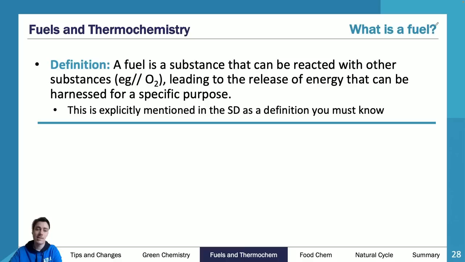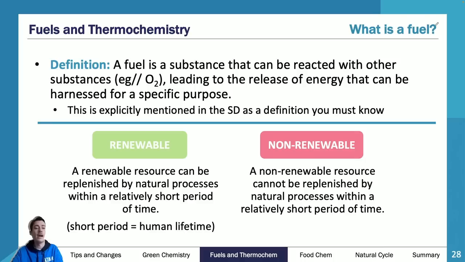And then you do need to know renewable versus non-renewable. A renewable resource can be replenished by natural processes within a relatively short period of time. So, short equals like a human lifetime. Essentially, I like to think of it as we can produce this fuel quicker than we use this fuel. Non-renewable is the opposite. You cannot produce it quicker than we use it. It takes more than a human lifespan or a short period of time to produce. Non-renewable fuel is very difficult to get your hands on.